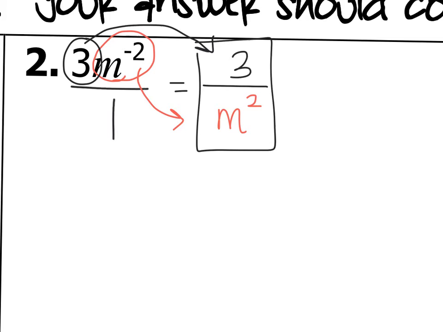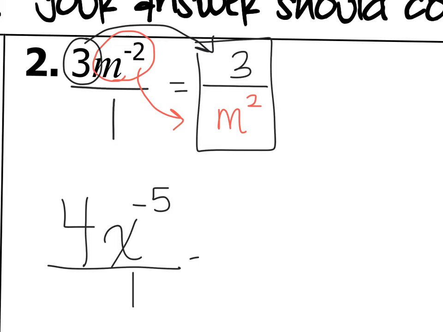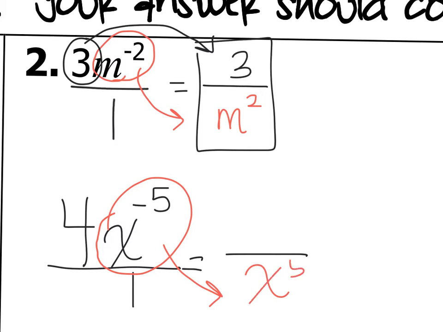So for example, if I had 4x to the negative fifth power, to simplify this, the variable and the negative exponent would flip to the bottom, and that exponent would become positive, but that coefficient still is on the top.